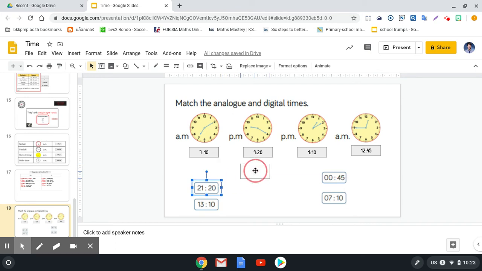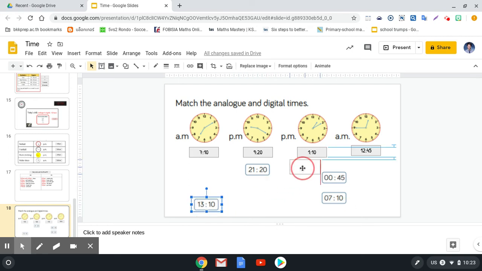And I also know that anything after 12, for example, 9 p.m., you add 9 to the 12. Now 12 plus 9 is 21, and the minutes are correct. So this one matches with 21:20 on a 24-hour digital clock. Let's have a look at the other PM. I know this one's going to go straight over to here.